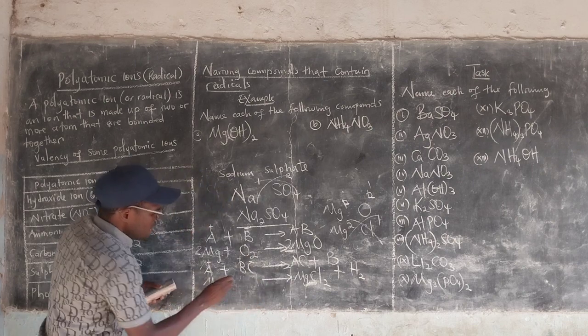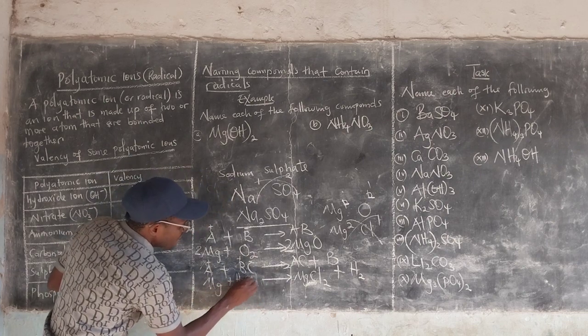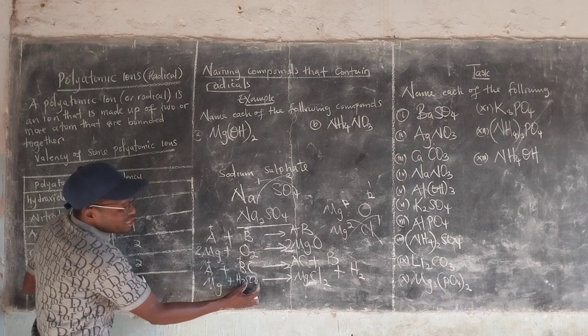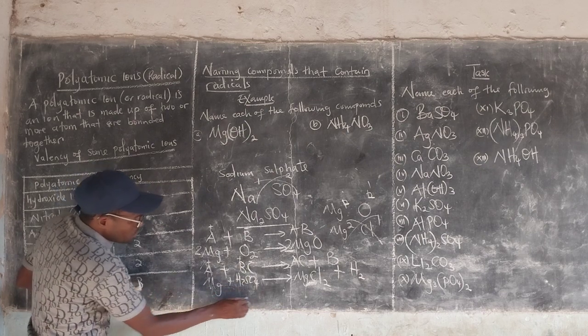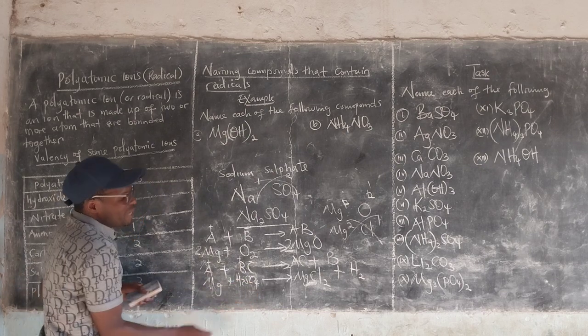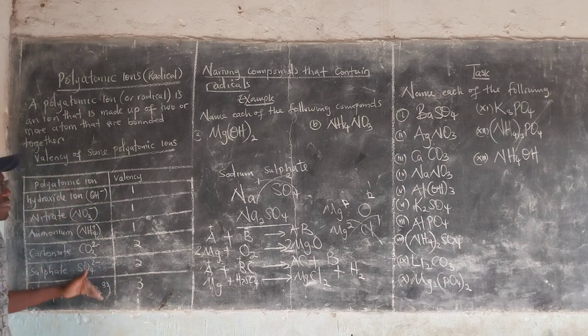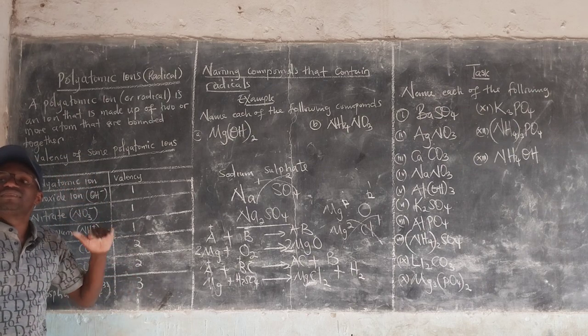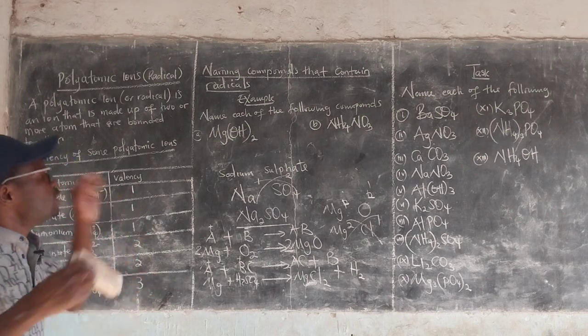Now sulfuric acid, like that. Sulfuric acid is a sulfate. So magnesium goes with sulfate here. But sulfate, you're not going to find on the periodic table. They exist independently.